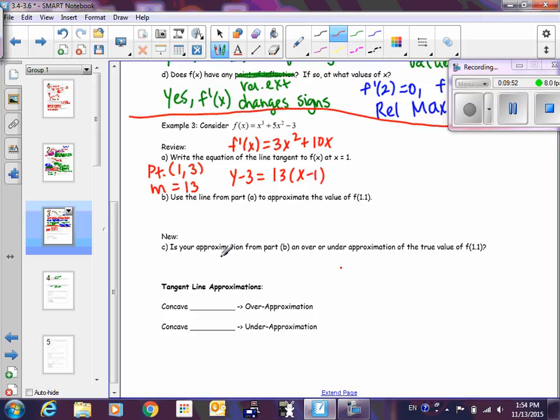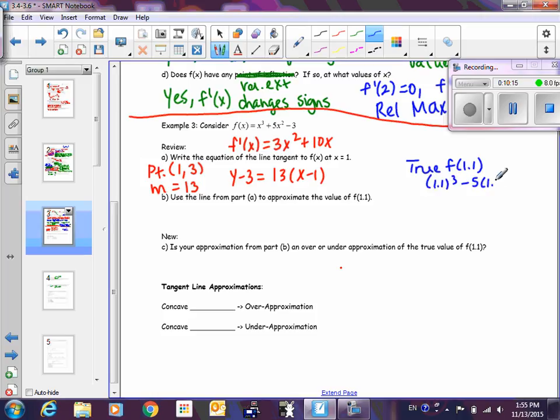Okay, lots of times. Part B, we did one time weeks ago, so you probably don't remember, so I'm going to go over it. Use the line from part A to approximate the value of f of 1.1. So to find the true value, let me just do this off to the side, f of 1.1, we would actually have to plug in 1.1.